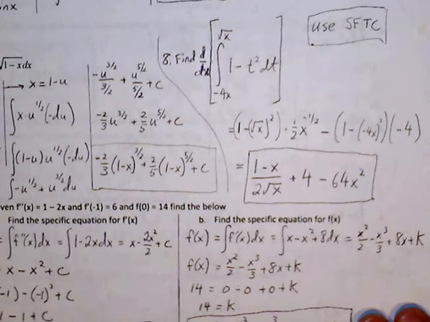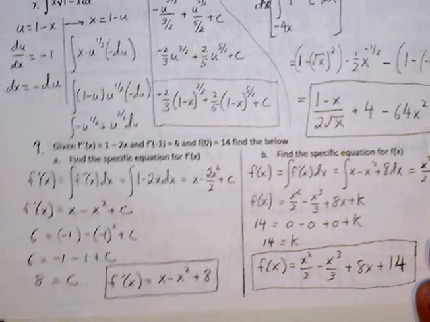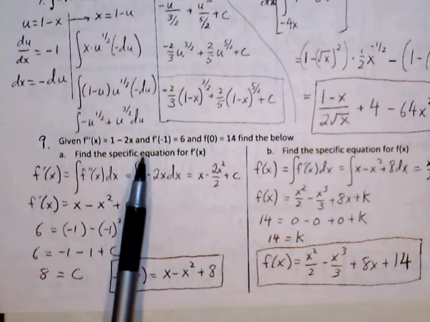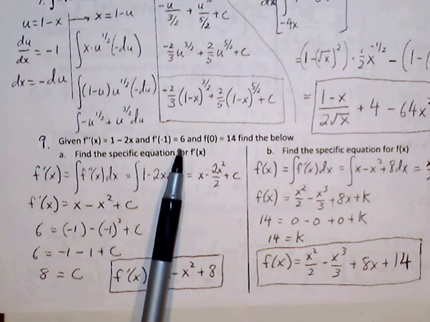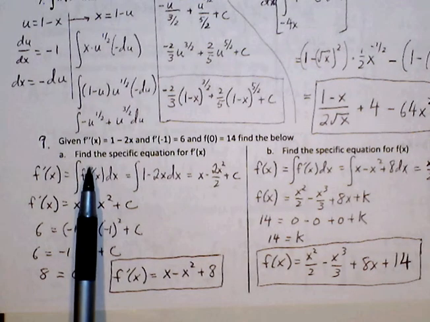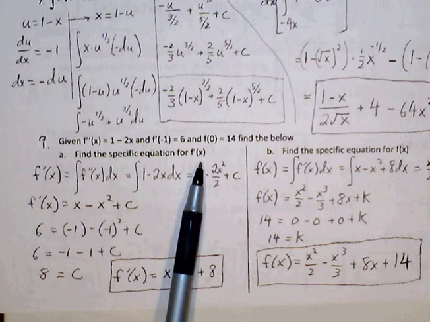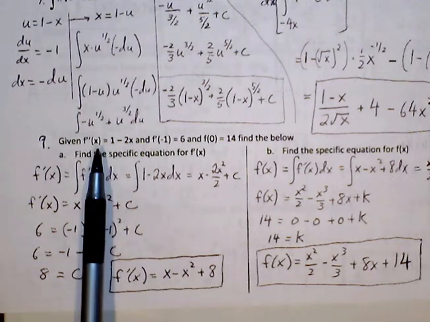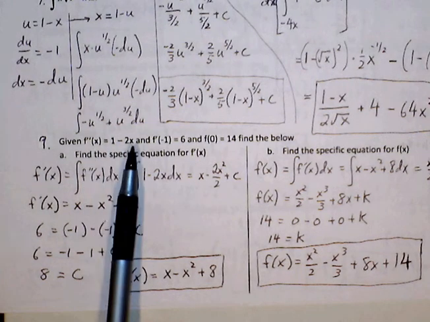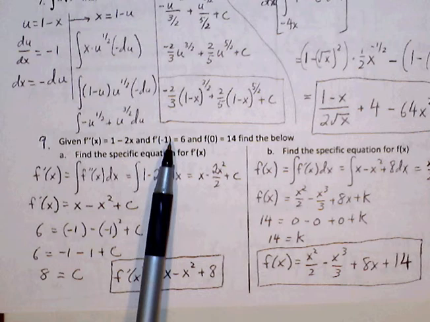Okay, number 9. Given the second derivative being 1 minus 2x, and f prime of negative 1 equals 6, and f of 0 is equal to 14, find the below. Okay, so part A, find the specific equation for f prime. So we're going to take the indefinite integral of f double prime, and then once we're up to f prime, then we can use this ordered pair to solve for c.